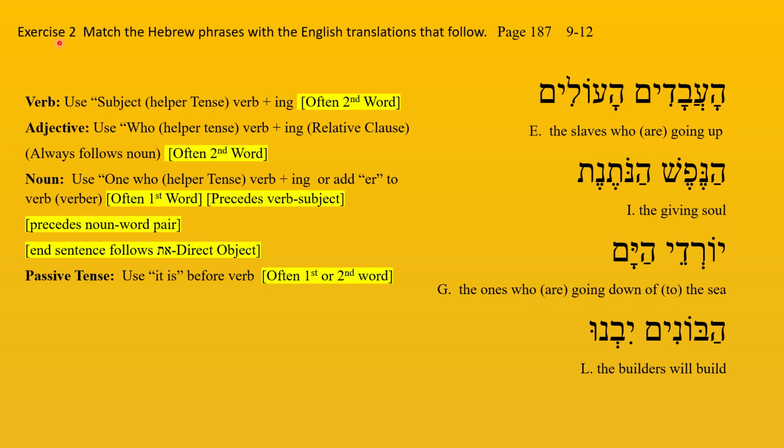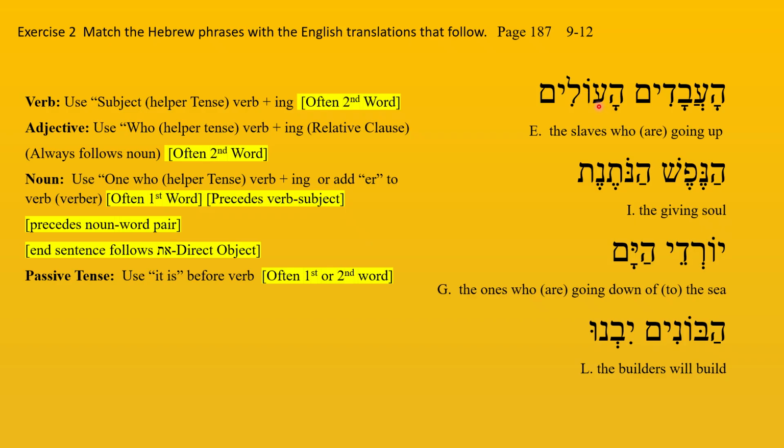All right. Next, number 9. Again, we're still on exercise 2, page 187. Ha'avadim, ha'olim. So your noun is ha'avadim, the slaves. So this is the subject. So now you have to decide. Your participle is here, ha'olim.